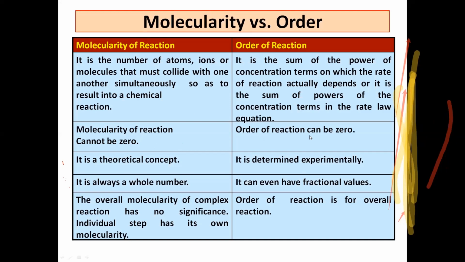The order of reaction can be zero, but molecularity can never be zero. And we know that order of reaction can have a fractional value, it can have a negative value, but molecularity is always a whole number, right? The last point: the overall molecularity of a complex reaction cannot be defined, because, as I said earlier, for a complex reaction calculating molecularity is very difficult.